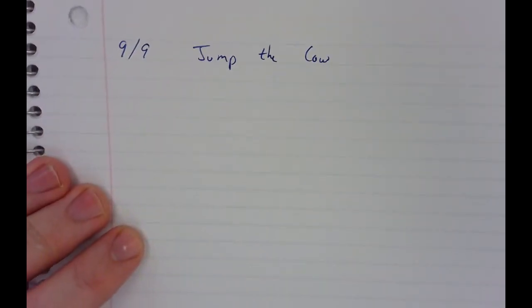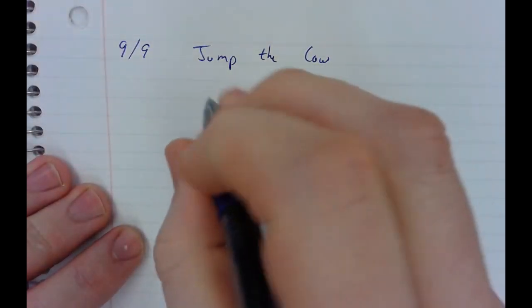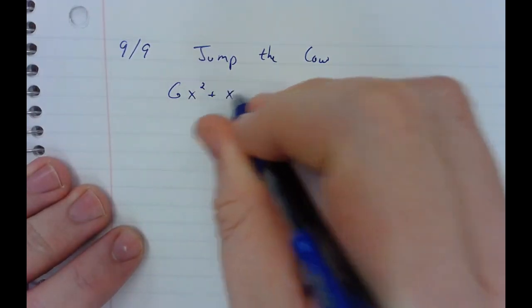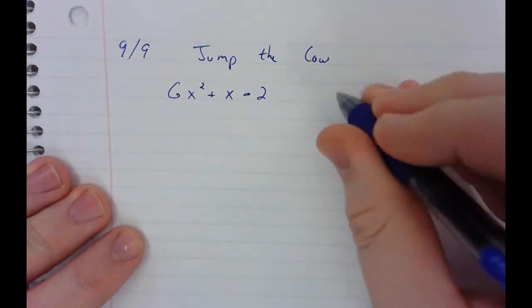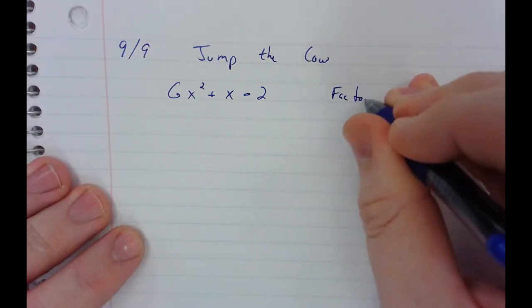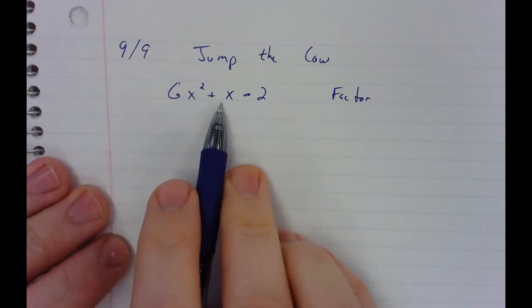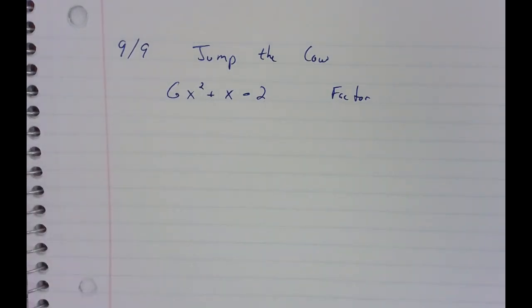Okay, so we're going to take a quick look. If we've got something like 6x squared plus x minus 2, we want to factor this. First thing we do is we look for a GCF. But when we look here, we've got 6, 1, and negative 2, so there's nothing that goes into all three of those numbers. So we know that this is now a jump the cow situation.